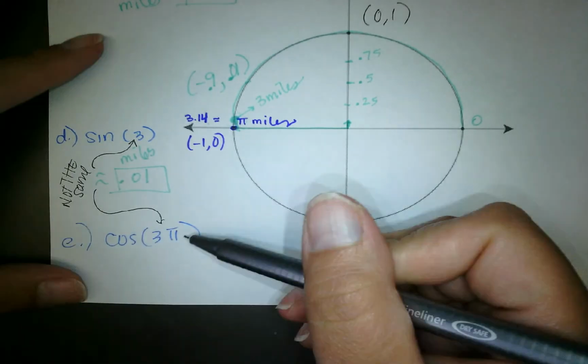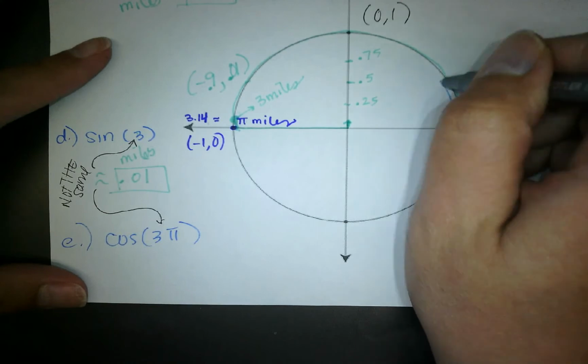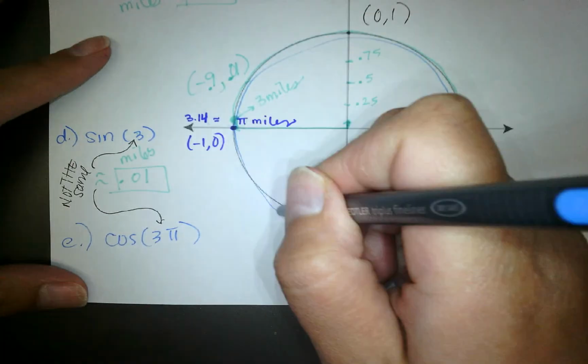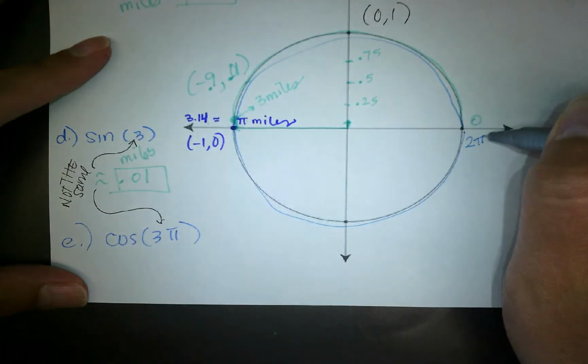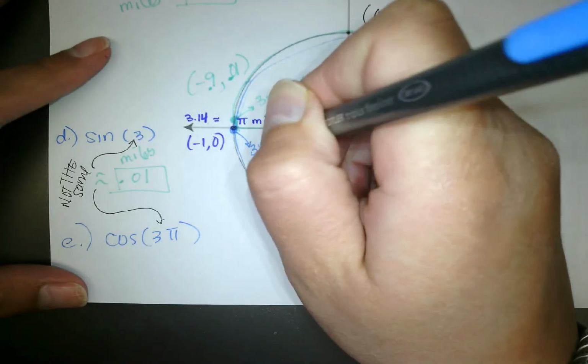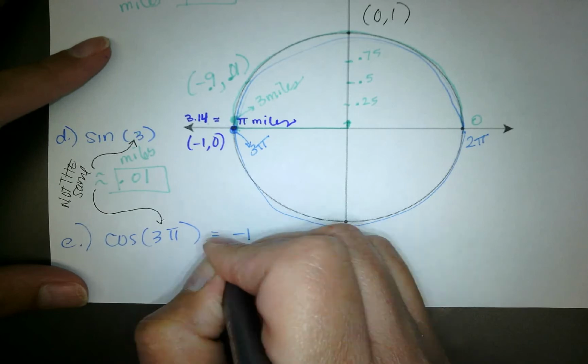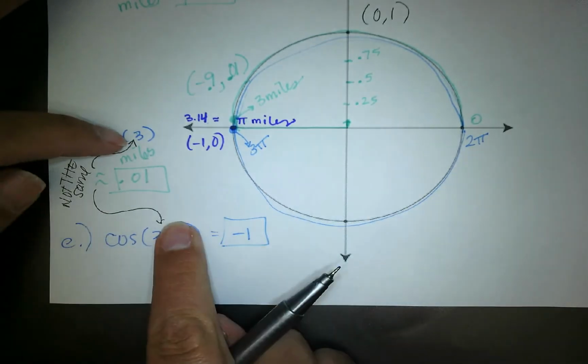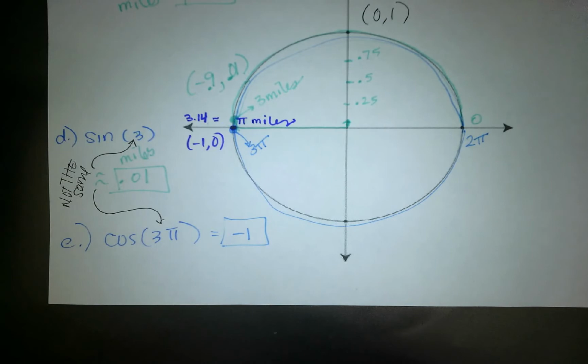If I wanted to go 3 pi miles, let's start here. 1 pi, 2 pi's, 3 pi's. That's that guy. So cosine is negative 1. So 3 and 3 pi are not the same input.